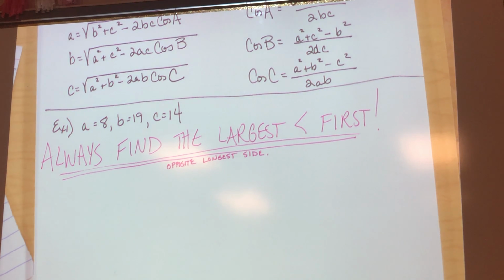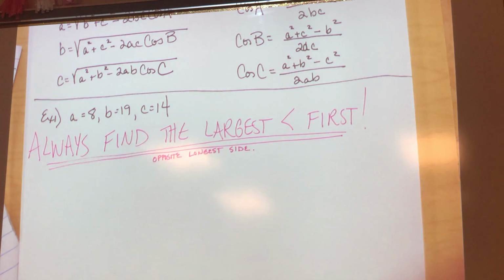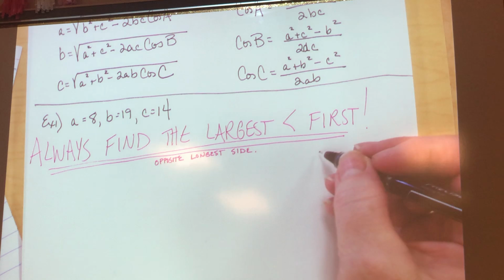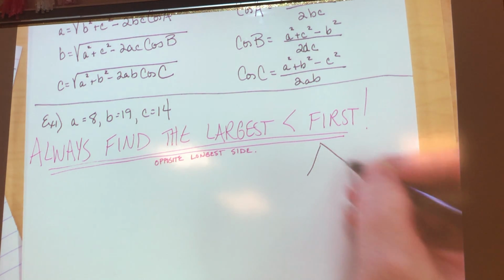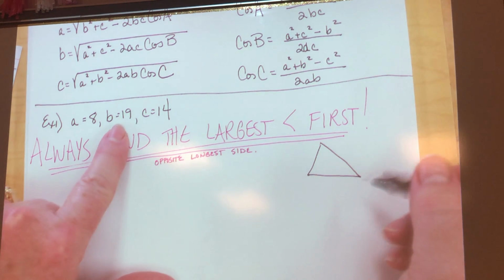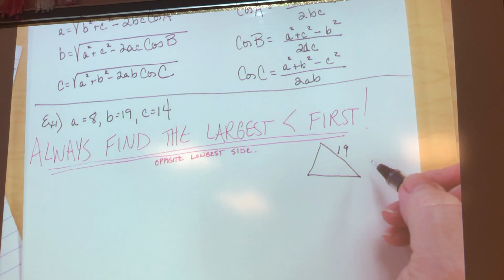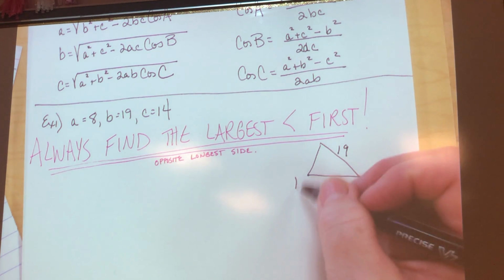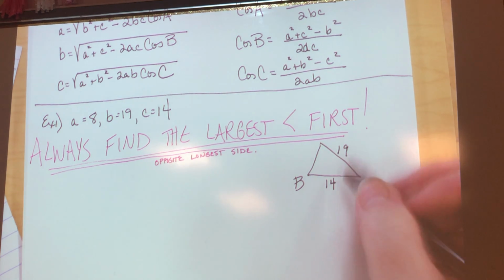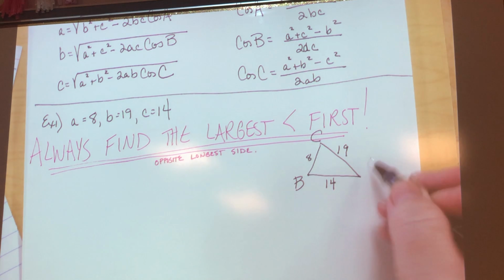Okay? All right, so let's draw us a picture. I like a picture. So I've got a scalene triangle. None of the sides are congruent. That's what it's called. So I'll just draw one up here. I know that the largest side is 19, and that's opposite B, so I'll call this B. The next largest side is 14, and that's C, so this must be angle C. The smallest side is 8, and that's A, so this must be A.